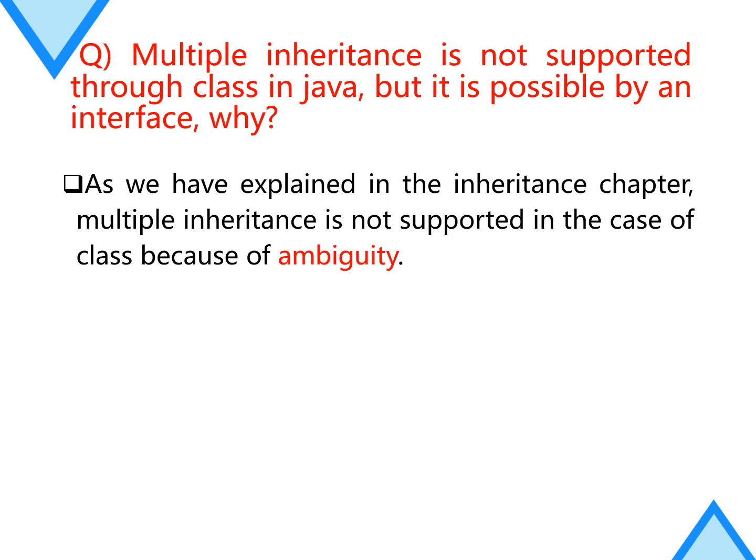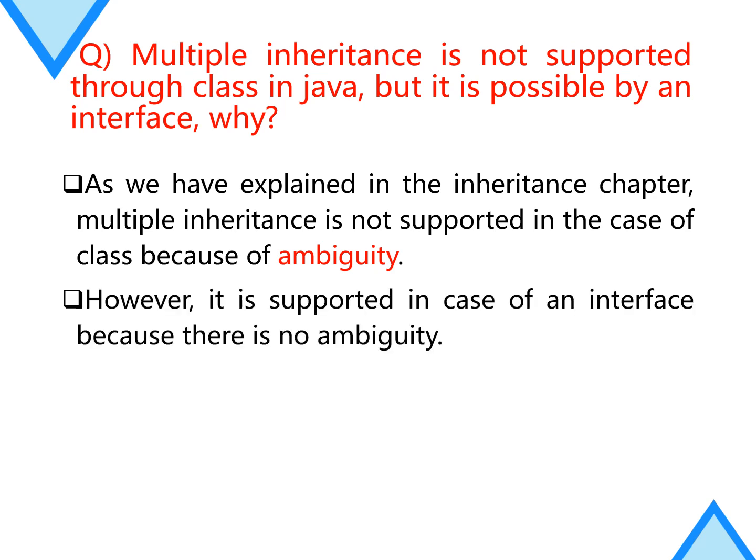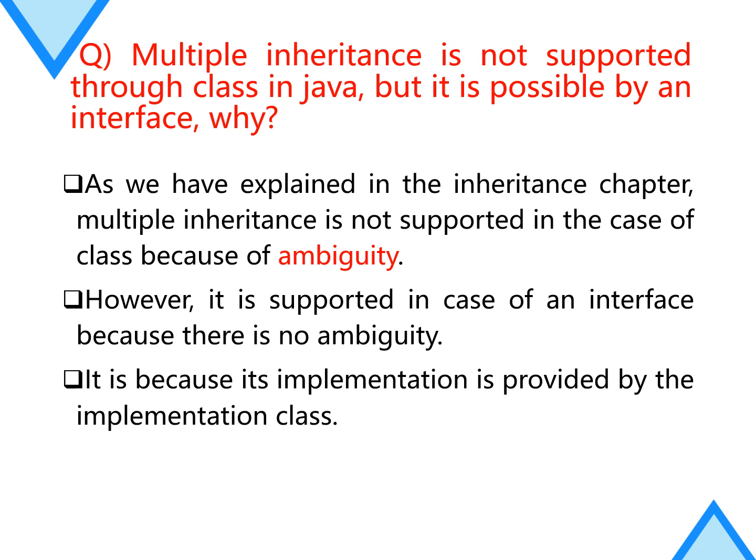So the simple answer is that if we are going to achieve multiple inheritance through class, there will be ambiguity. Because of the ambiguity, we will receive a compiler error. So we say multiple inheritance in Java through class is not allowed. We cannot achieve multiple inheritance through class in Java, but through interface we can achieve multiple inheritance because there will be no ambiguity. The reason is that the implementation of the interface is provided by the class, not by the interface itself.